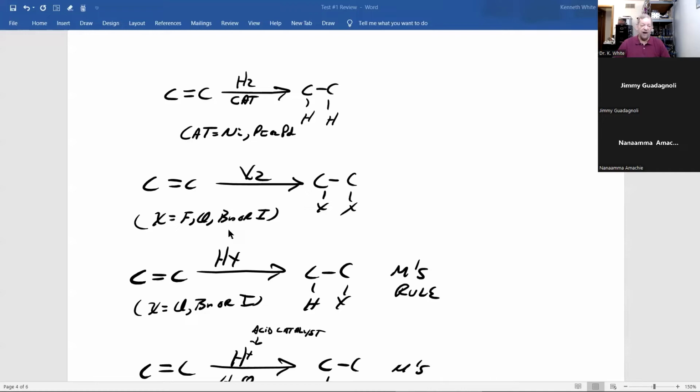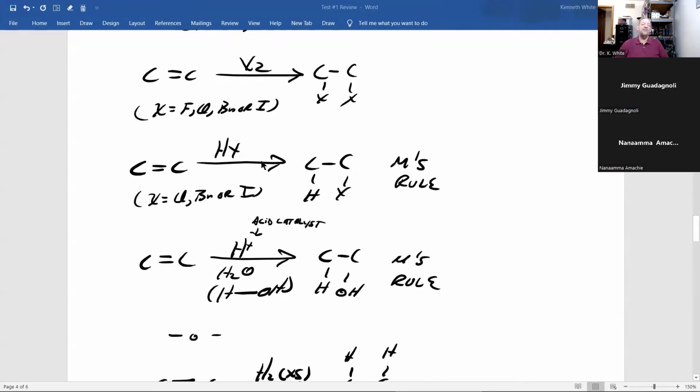All right, if you have a double bond and you react it with halogen gas, X2, where X can be fluorine, chlorine, bromine, or iodine, you break the pi bond and one carbon gets X, the other also gets X, the halogen. So they both get a halogen.